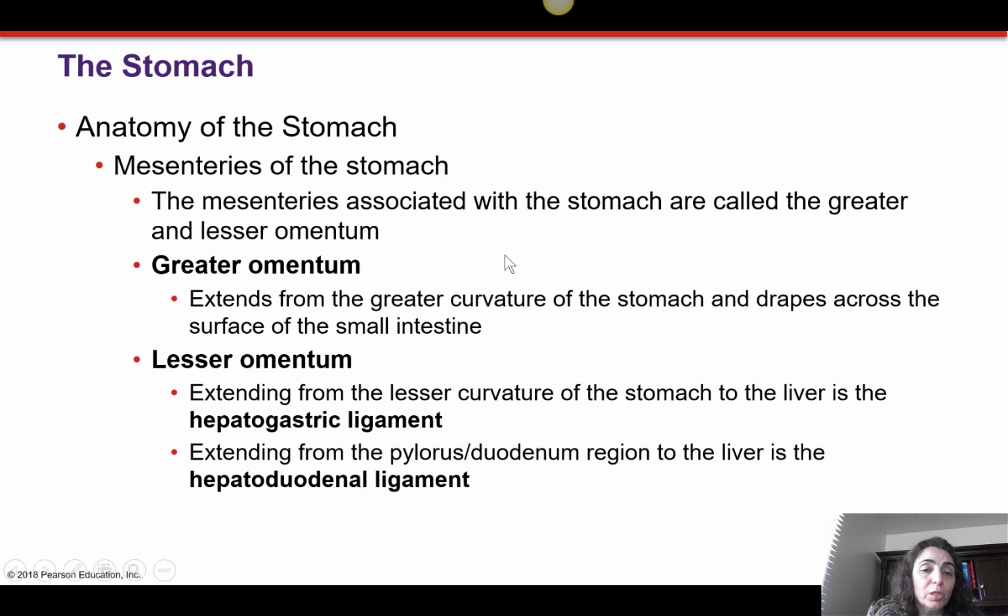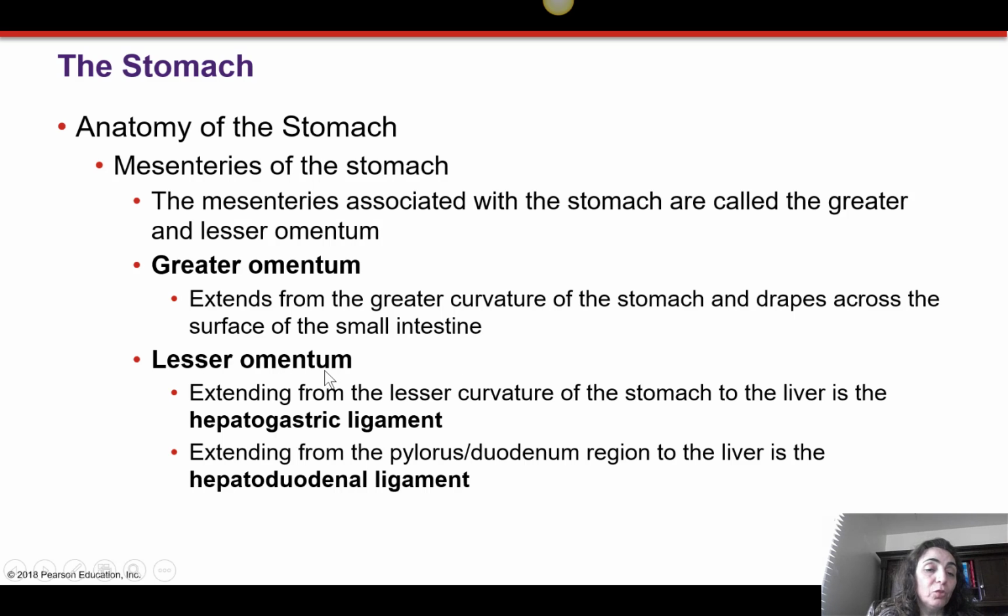Now, this is regarding the omenta that we just taught. The mesenteries associated with the stomach are called the greater and lesser omentum. Greater omentum, as we discussed, extends from the greater curvature of the stomach and drapes like a curtain across the surface of the small intestine. So when we open the cadaver, the first thing that we see inside of the abdomen is the greater omentum that, like a curtain, just covers all the other organs that we have under that, right?